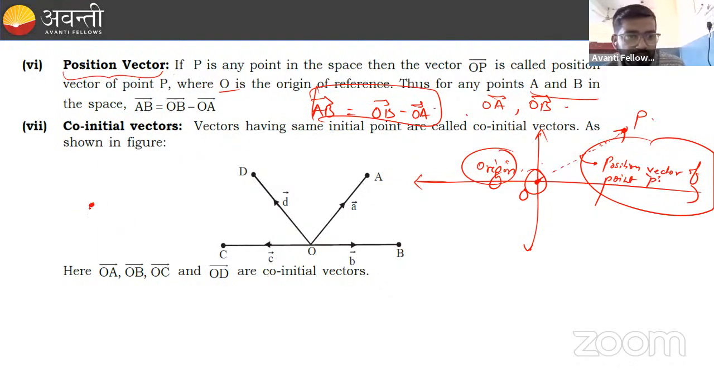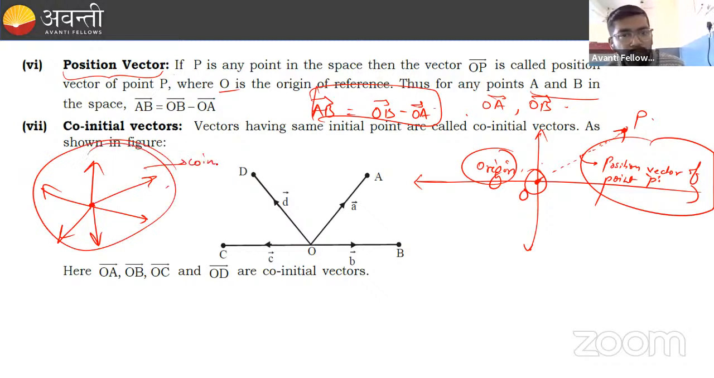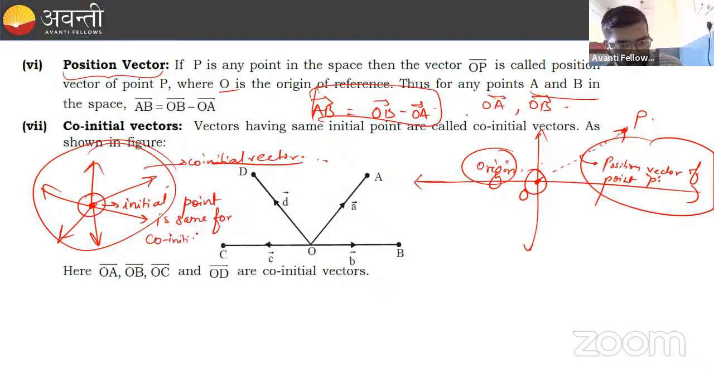Co-initial vectors are the vectors which initiate from the same point, right? So these all are co-initial vectors. The initial point is the same for co-initial vectors. In this figure also you can see OC bar, OB bar, OA bar and OD bar are all co-initial vectors because their point of origin is O.